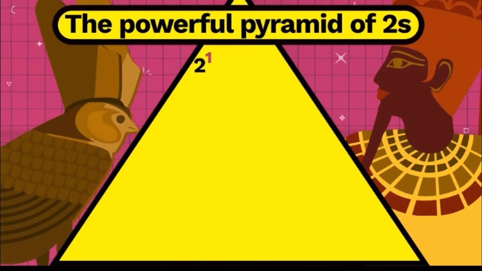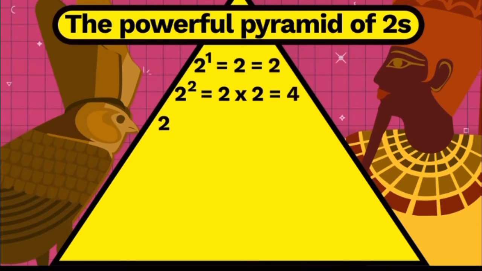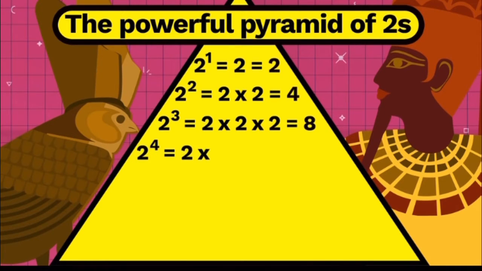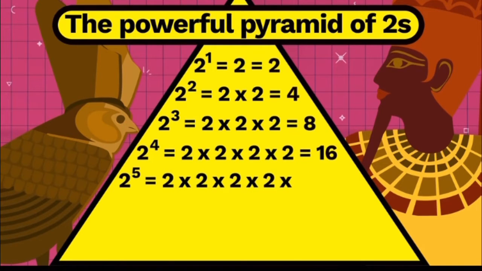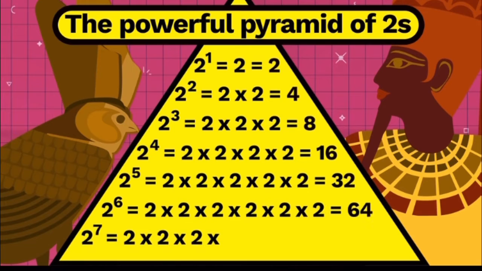So 2 to the power of 1, that's the little raised up one, is just 2. 2 to the power of 2, or 2 squared, is 2 times 2, which equals 4. 2 to the power of 3, or 2 cubed, is 2 times 2 times 2, which equals 8. 2 to the power of 4 equals 2 times 2 times 2 times 2, which equals 16. We can keep building up the powers until we form a pyramid of powers.